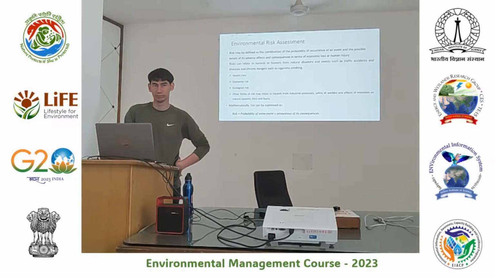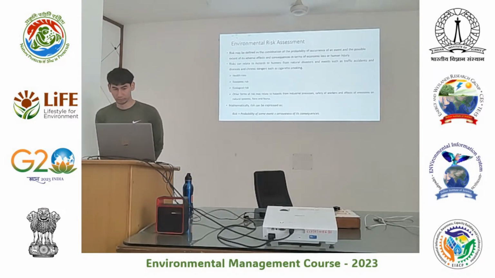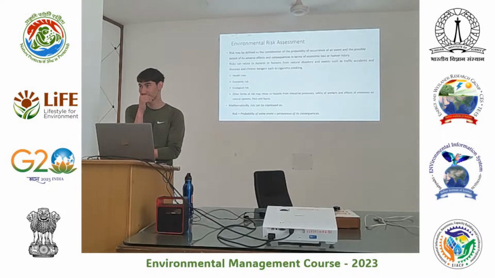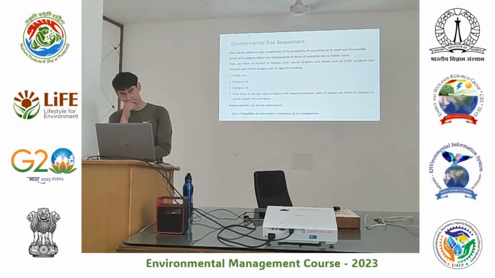And then we move on to environmental risk assessment, where I will explain about risk, which is a combination of probability of occurrence of an event and the extent of its adverse effect and consequences in terms of economic development. Under the types of risk, we talk about health risk. We have given an example of long-term pollution in a water body and its effect on the population around it. Then economic risk, technological risk.